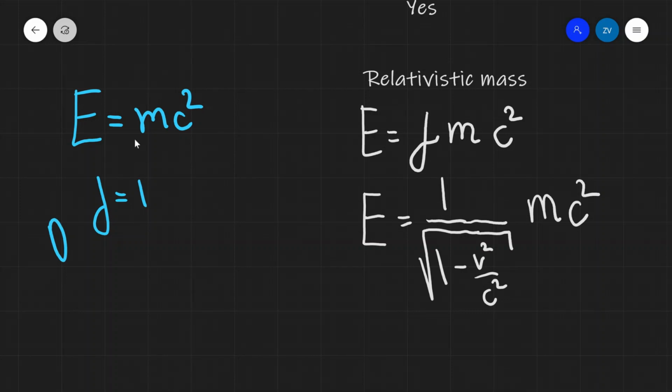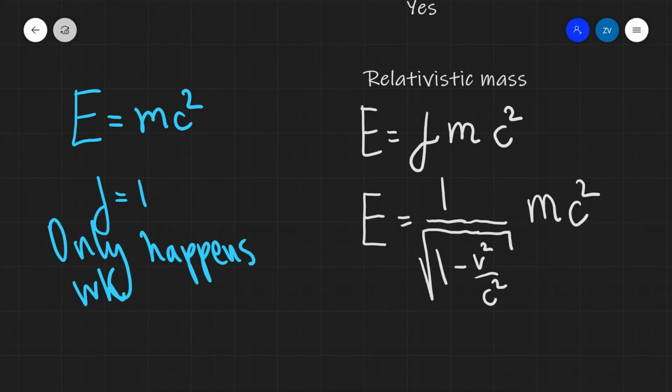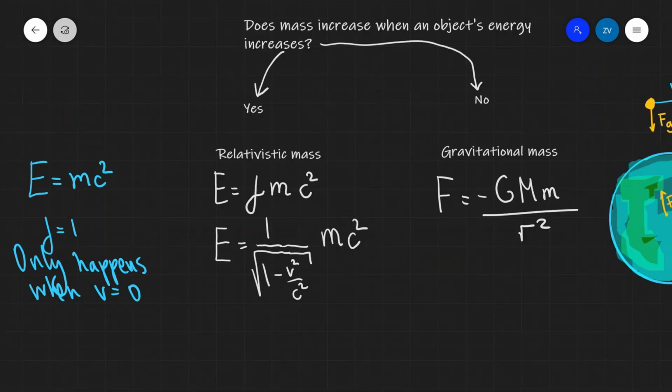And this only occurs when the speed is equal to 0 with respect to the observer. This is where the idea of a rest mass essentially arises from. In relativity, as your energy increases, it is your gamma factor that increases. Notice that we can also answer the original question, does mass increase when an object's energy increases, as yes or no. Once again, we can say yes if by that we mean the relativistic mass.